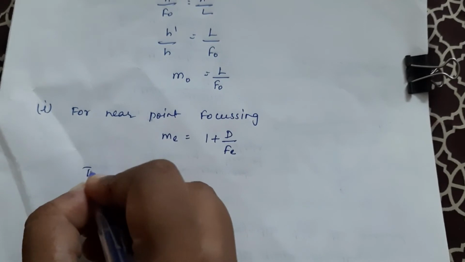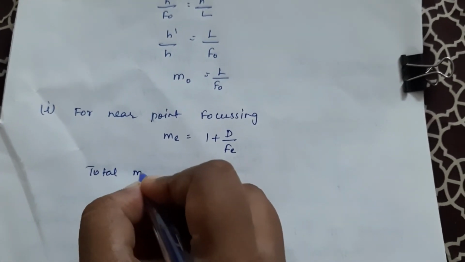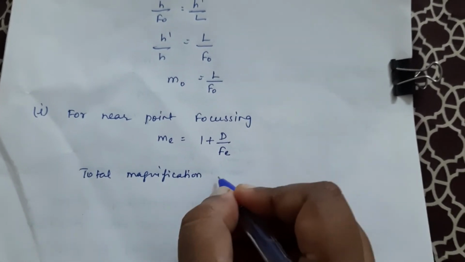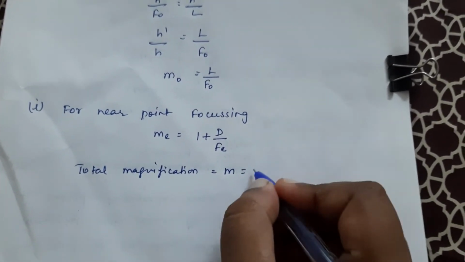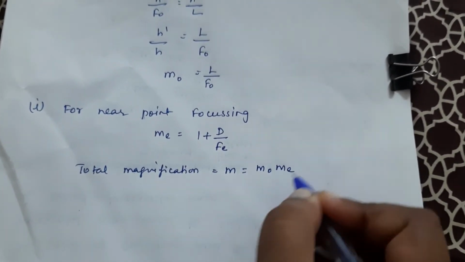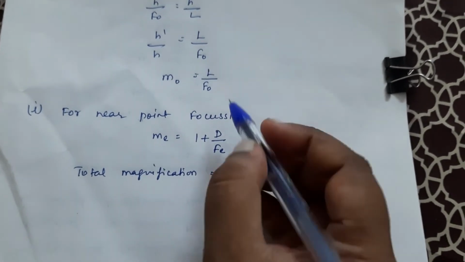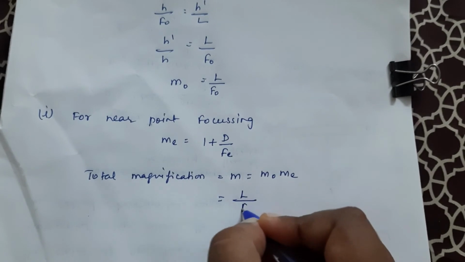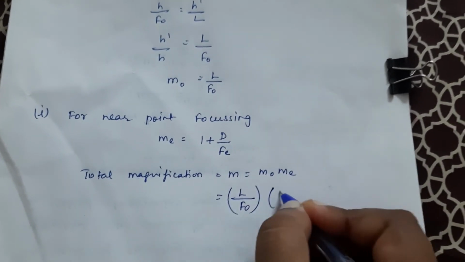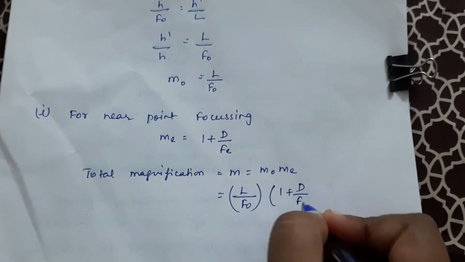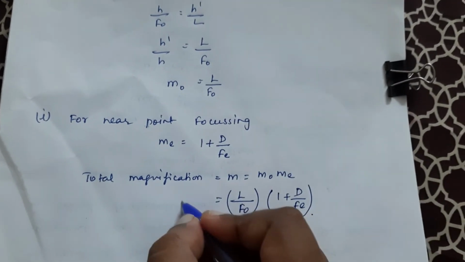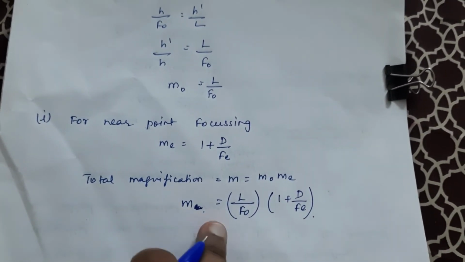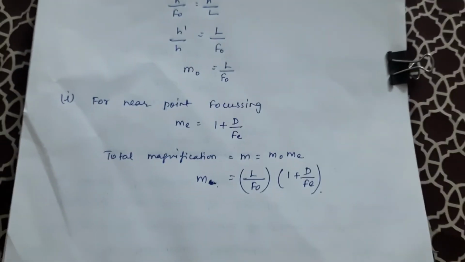So what is the total magnification? Total magnification M is equal to M0 into ME. M0 is L by F0 into 1 plus D by Fe. So this is the total magnification for near point focusing.